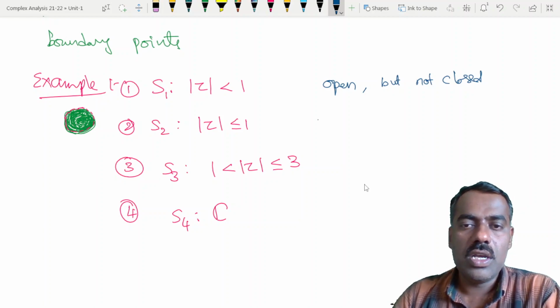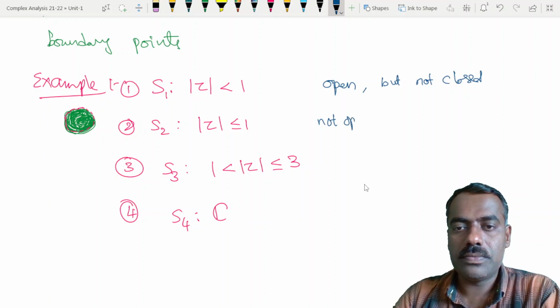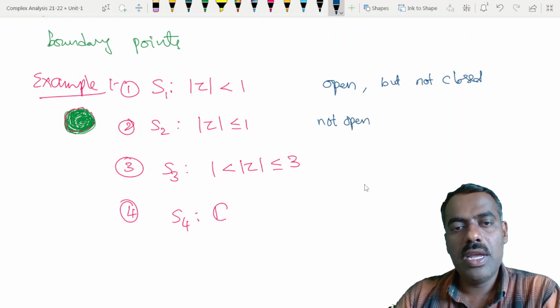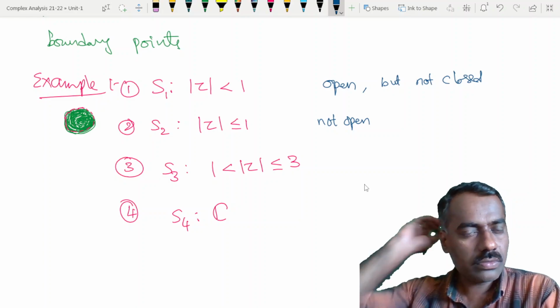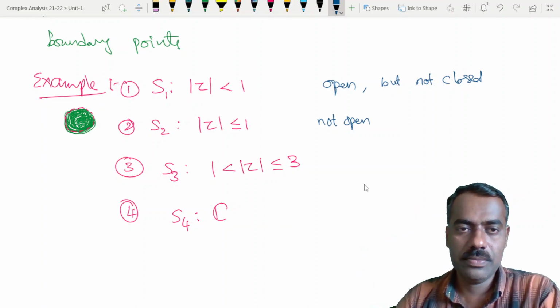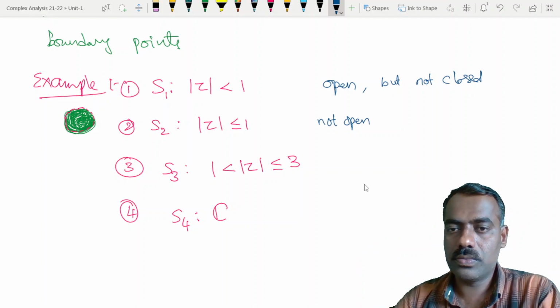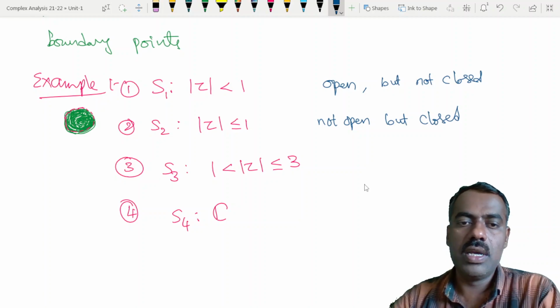Yes, sir. Therefore, it is not open, right? It is closed, because it contains all its boundary points. Okay, but it is closed. Okay.